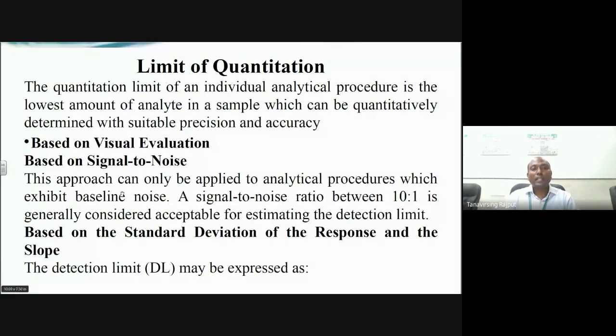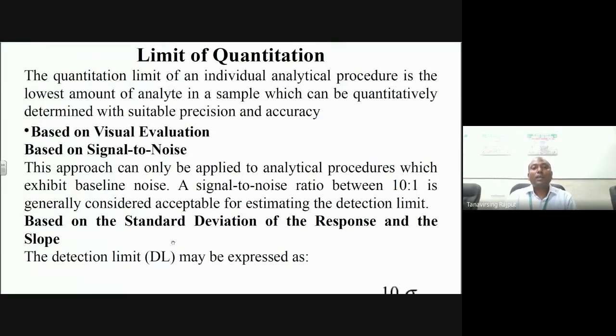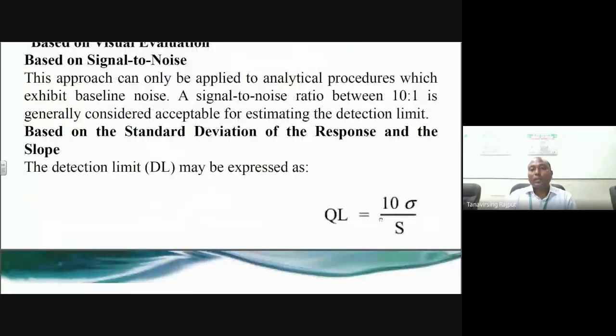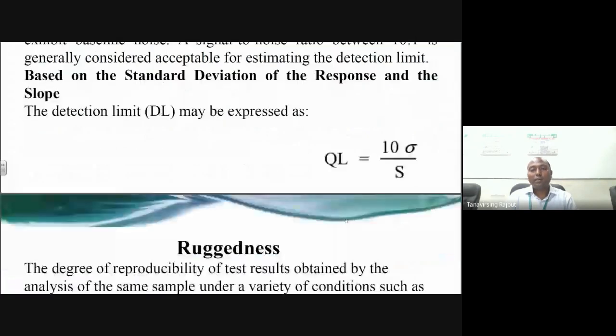For that purpose, again, we can use different approaches, same as for the limit of detection: the visual approach, the signal to noise ratio approach, and the formula approach. Then the formula for limit of quantitation is equal to 10 into sigma divided by S. S is calculated from the calibration curve, and sigma stands for the residual standard deviation. With the help of that we can find out the quantitation limit value.